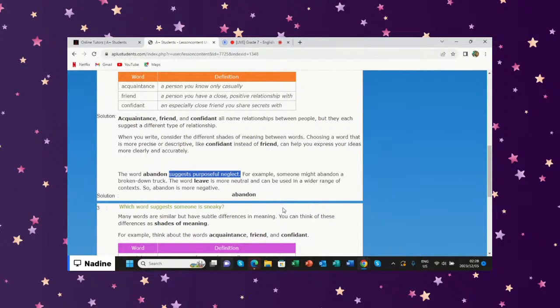So basically, the word abandoned suggests purposeful neglect. Even if you listen to the word purposeful, it's done on purpose, neglected on purpose.